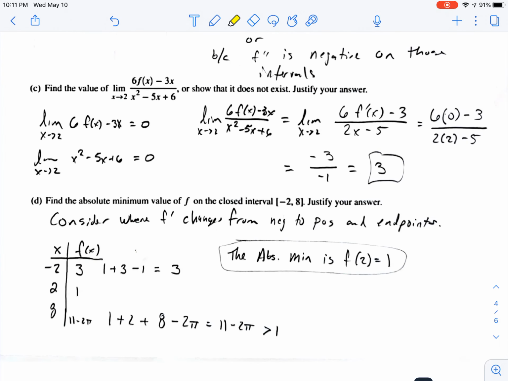Part C, it's a limit. It's probably L'Hopital's rule. You can see if it is by just plugging in 2 and seeing if you get 0 over 0, and we do get 0 over 0. You need to make sure you show that. That is the condition of L'Hopital's rule. And then you take the derivative of the numerator and the denominator, and we get this, and we plug in 2 into that to find that limit. So we've basically found the equivalent limit using L'Hopital's rule, and we should have gotten 3.